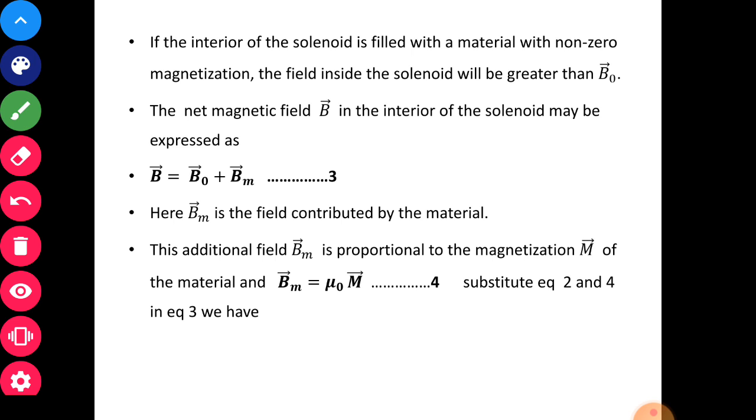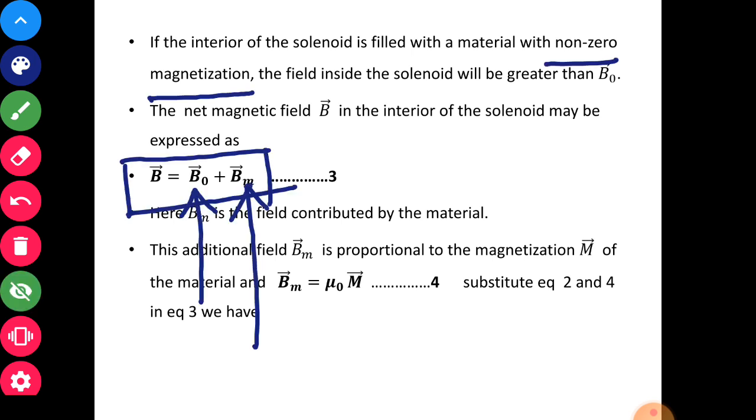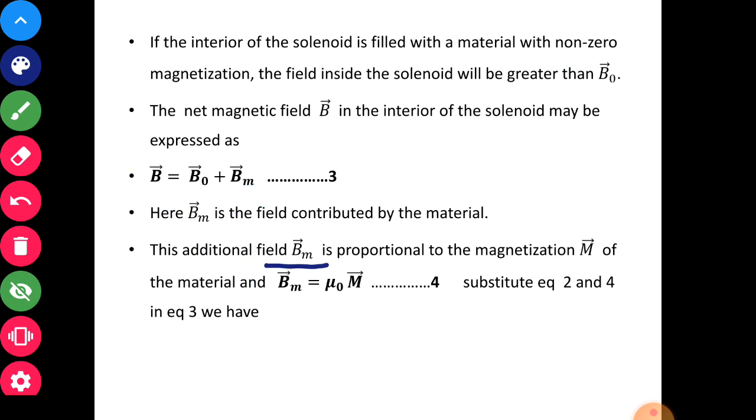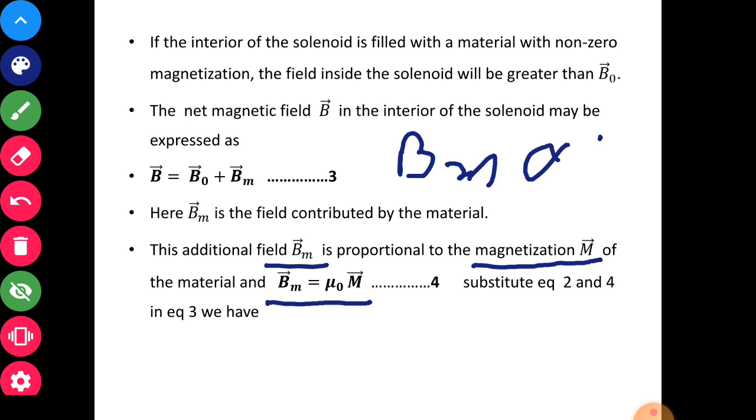Okay, this additional field, that is Bm, is found to be proportional to the magnetization. The more the magnetization, the more the extra magnetic field produced. Okay, and Bm can be written as proportional to magnetization. We put a constant, so Bm is equal to mu 0 m. Okay, Bm is found to be proportional to magnetization, and we put a constant here, that is mu 0.